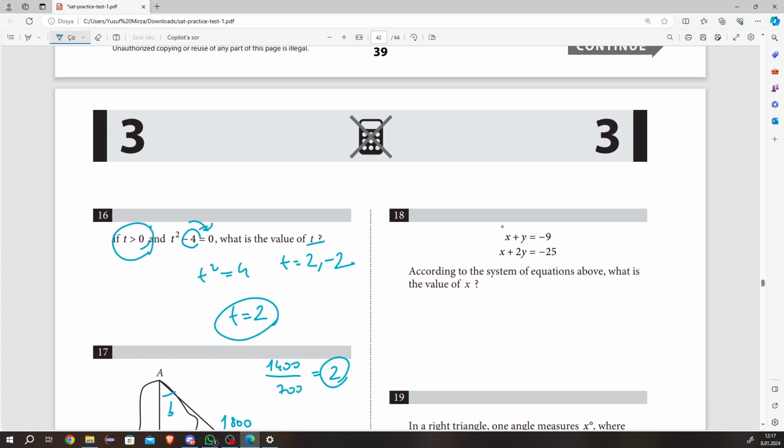What's the value of x? We simply do the same thing again. Let's multiply it with minus 2.